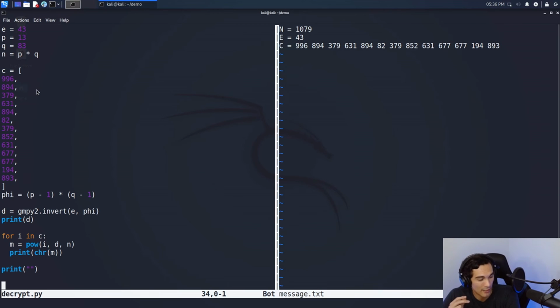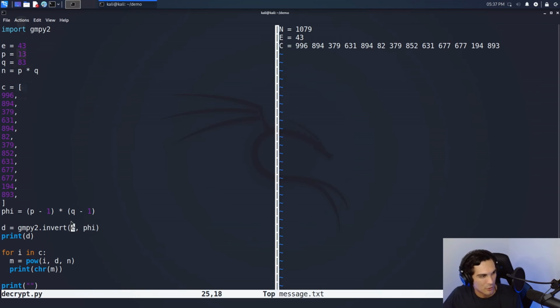Then we have to do about three equations here. One is we need to calculate phi, which is just P minus 1 times Q minus 1. That's simple enough. And then we have D, which is the inverse of E and phi. So remember on the slides, I showed a gear that generated two numbers, and I didn't give any explanation other than it's a gear that generates two numbers. Yeah, that's what this is.